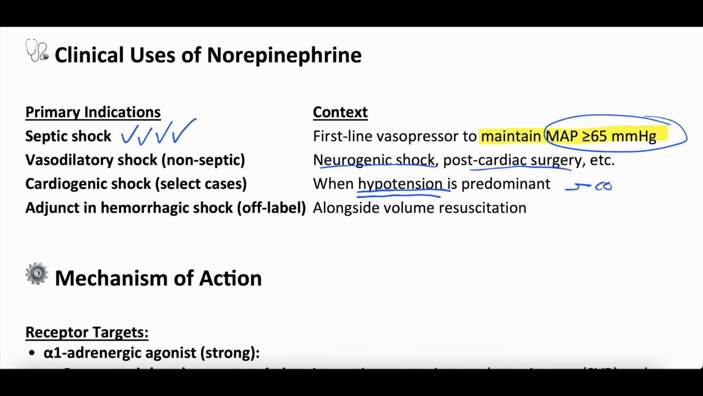This is a little more complex because there's a lot to consider in cardiogenic shock, which we actually should put out a video on. We haven't before. If you're interested in that, let us know and we can dive into all the intricacies of cardiogenic shock. And then hemorrhagic shock.